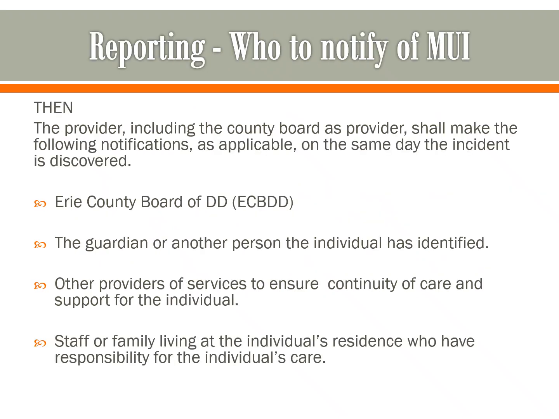Additional notifications that need to be done on the same day the incident is discovered and before writing the report are to the county board, the guardian or another person the individual has identified, and other providers of service to keep the care and support going for the individual. So for example, if an individual was at vocational habilitation and they have a provider at home, then that provider at home needs to be made aware. And then any staff or family living at the individual's residence who have responsibility for that individual's care.